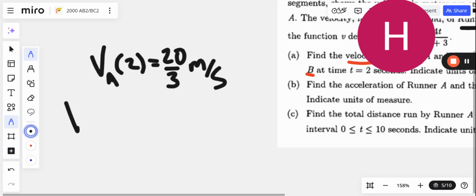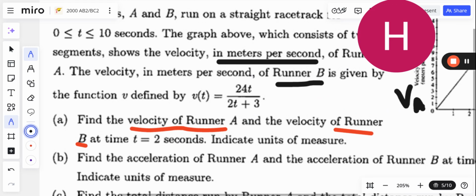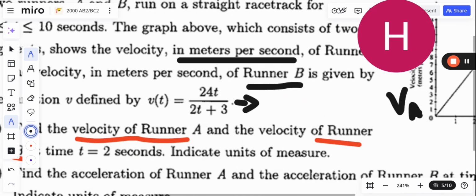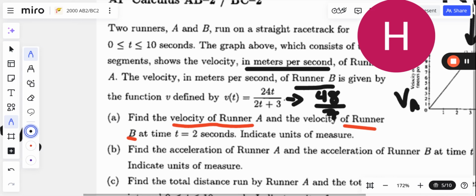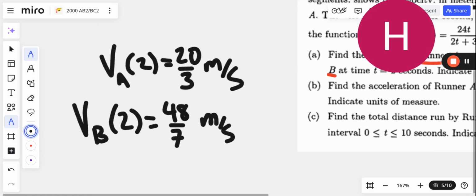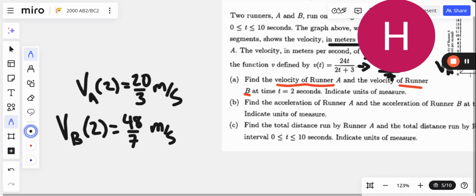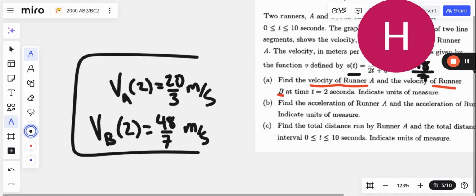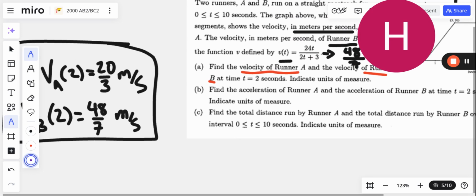Whereas the velocity of runner B after 2 seconds, well, we just have to plug in 2 to this function here. I have a feeling I'm going to want to divide with long division, divide this function, but we'll see. That's yet to be determined. If I plug in a 2, we're just going to get 48 over 2 times 2 is 4, plus 3 is 7. So 48 over 7 meters per second. I don't think they need you to simplify that. I'm sure that's fine, even though I believe this is a calculator problem because of the type of function they're giving us, but we'll see. So this is our answer for part A. Very, very easy.